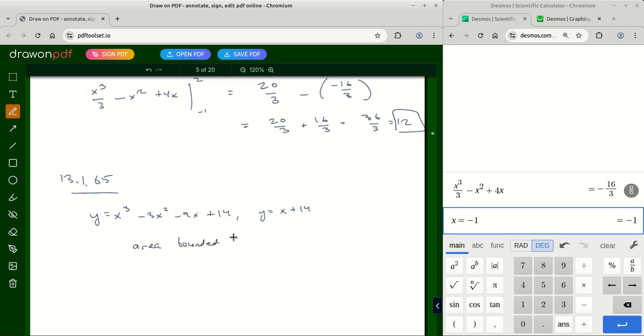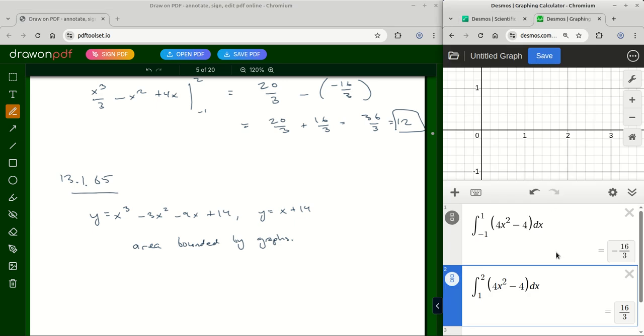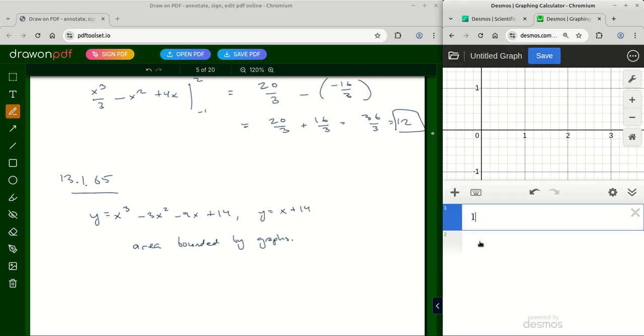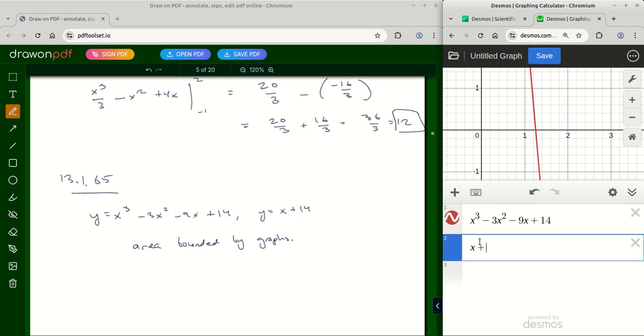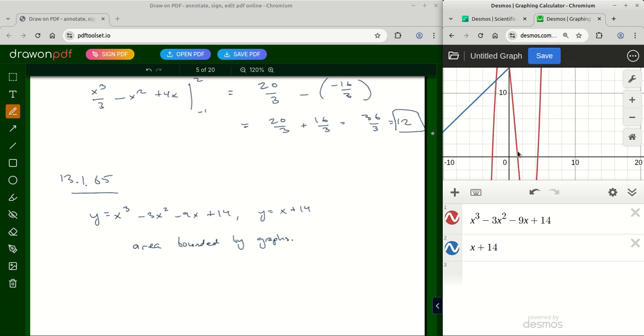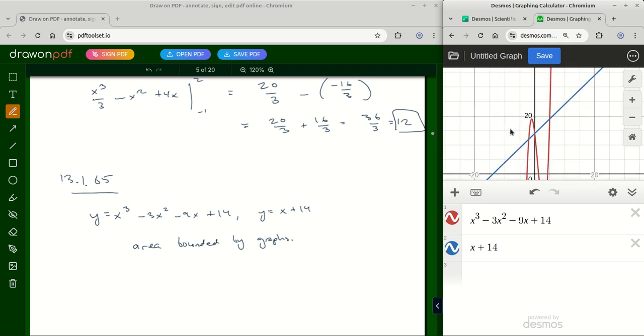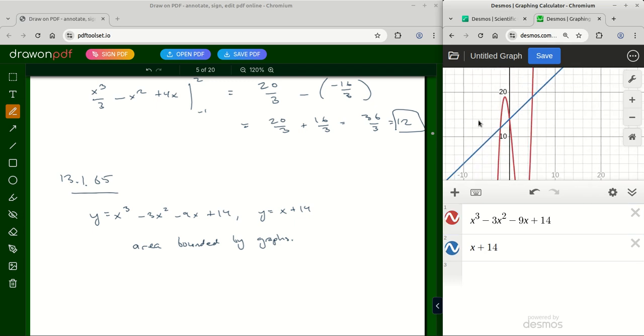Bounded by the graphs. So what does it mean by that? Well, let me show you. We're going to just do some Desmos. The first one's a cubic, so it's going to have like a wonky whoop. That's totally technical terms, a wonky whoop. And the other one is going to be a line. Let's zoom out a little bit. There we go. So I want to know what's between these two curves here.